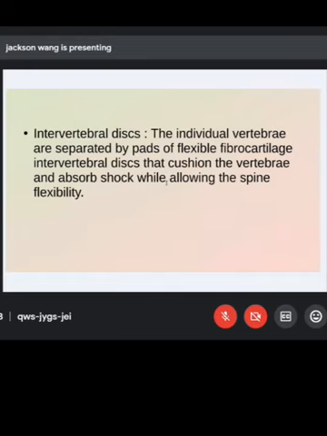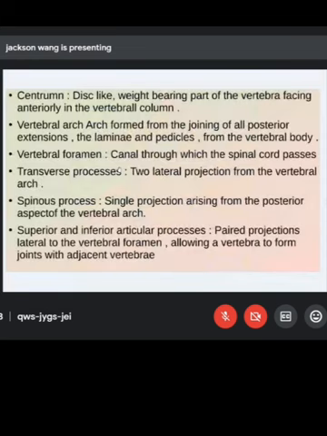So, this is the complement of the vertebrae. It is composed of the centrum, vertebral arch, vertebral foramen, transverse processes, spinous process, superior and inferior articular process. Centrum, c'est le centre. It's the weight-bearing part of the vertebra facing anteriorly in the vertebral column.